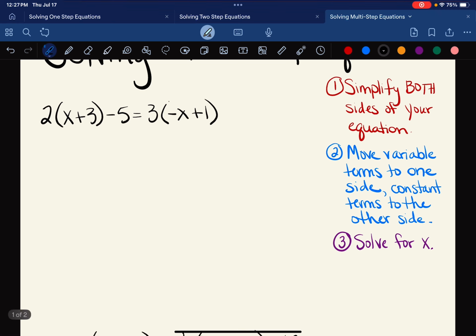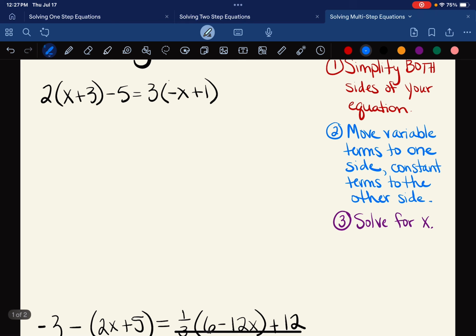So I'm going to start by splitting our equation so it's obvious where my two sides are. We always split down the equal sign. We use that equal sign to cut our equation in half. All right, so let's look at the left side.